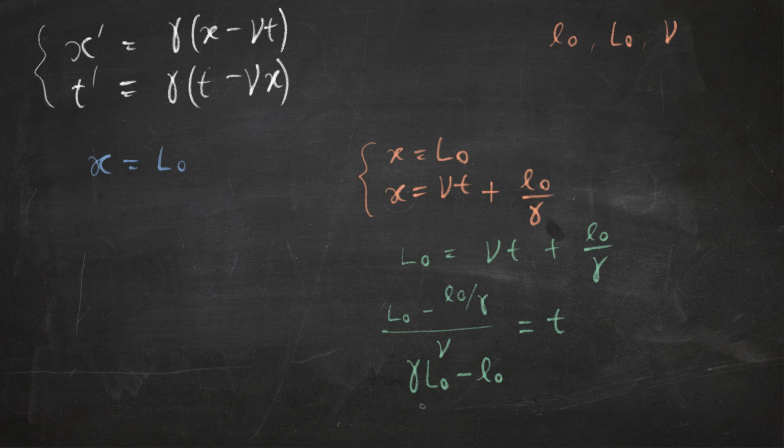So you get this minus divided by the v gamma. I don't know if that's a nice thing to do, but there it is. So t, the time of the coordinate b, is given by that. So t equals gamma L0 minus little l0 divided by gamma v.